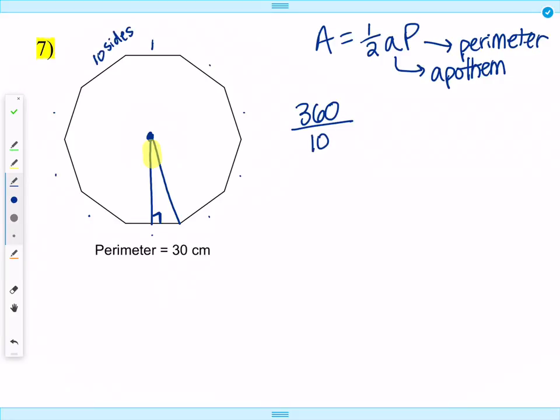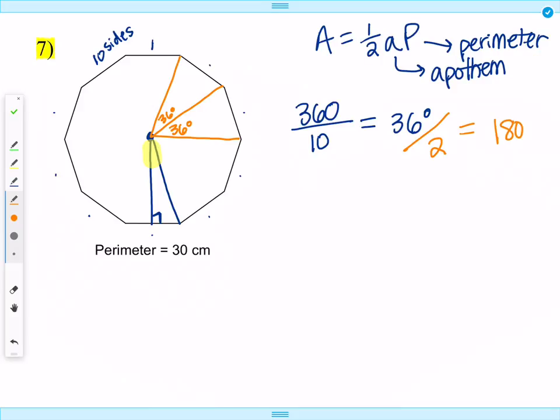So we're going to do 360 divided by 10. And that would give us 36 degrees. And remember, 36 is really one of these bigger triangles. You could draw them over and over again if you want, but you don't really need to. The key thing we need to remember is the triangle, the right triangle that we have is actually half of that. So 36 divided by 2, and that gives you 18 degrees.